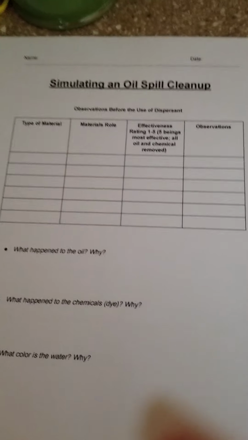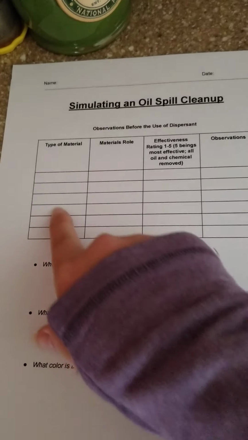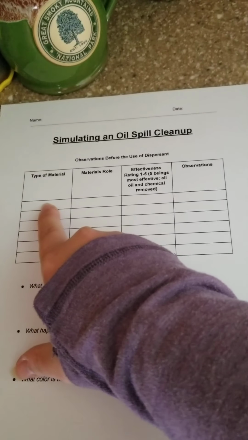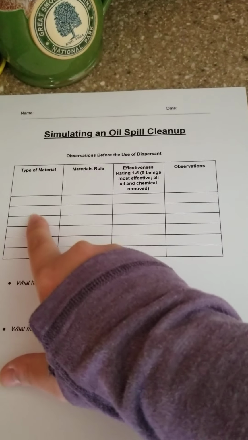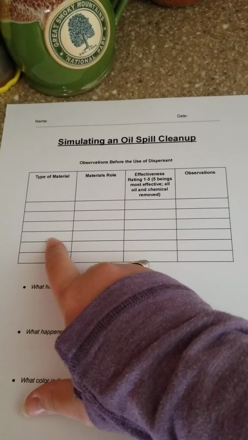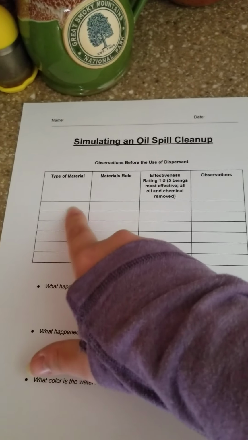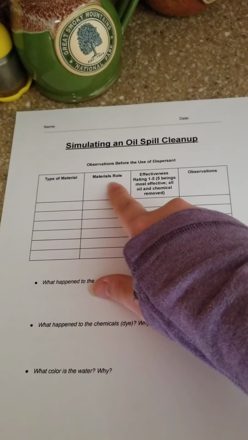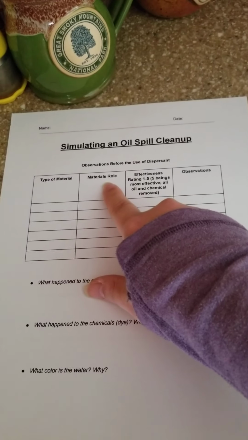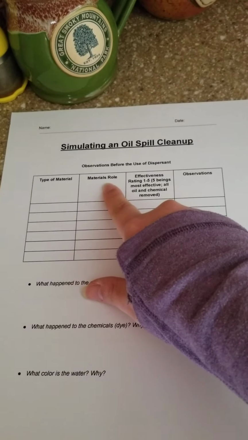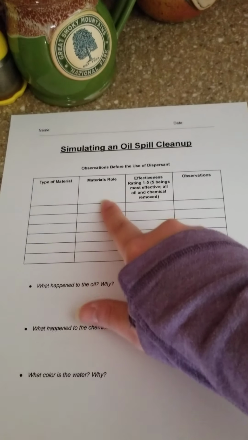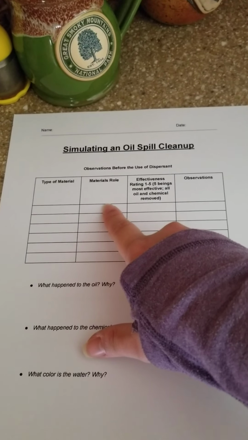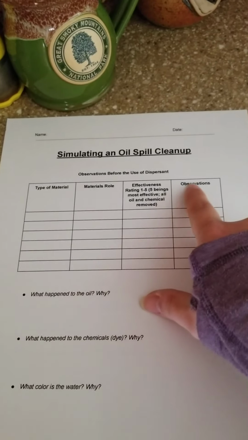As I am doing this, you are going to be recording the type of material here. So is it a tissue, or is it the sponge, the cotton balls, the straw, the cardboard, or paper towel? Okay, so this is what you're going to record here. Material role is talking about if it's an absorber, a boom, a dispersant, or a skimmer. And remember, we talked about those things on our Friday meeting, okay?